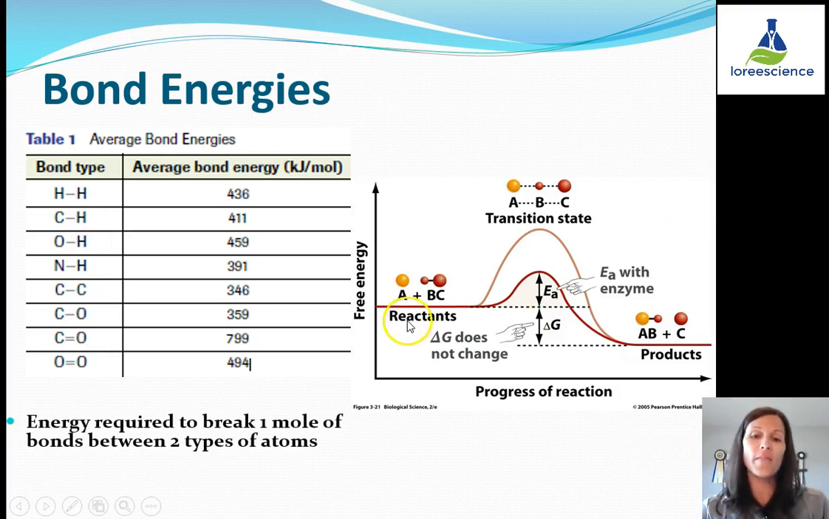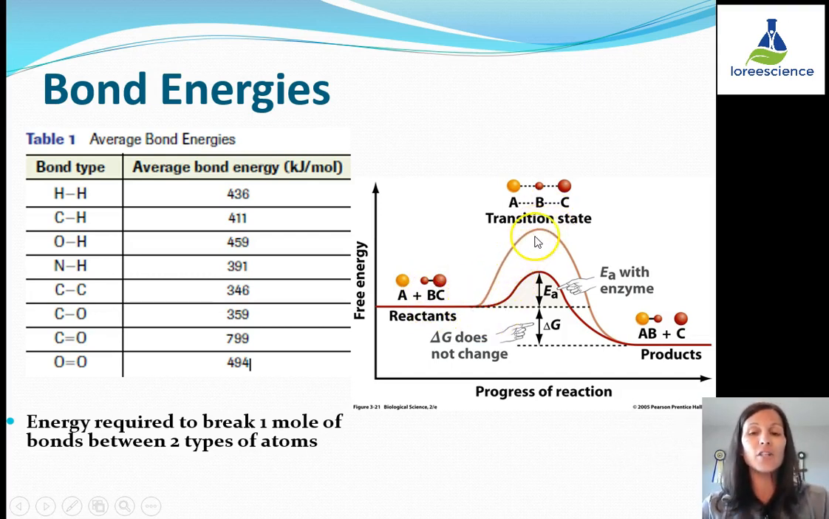So if we take a look at what that means, if we have two reactants A and BC, and ultimately we would like to create products AB and C, what has to happen is this bond needs to be broken first. Well, there needs to be an input of energy to break that bond. So that is that activation energy.